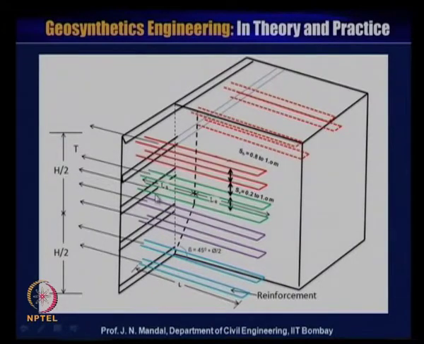And here this is the length of the reinforcement L, this is the embedded length or the bond length LE, and LA is the active zone length. So, you can calculate the total length, and this failure surface makes an angle of 45 degree plus theta by 2.